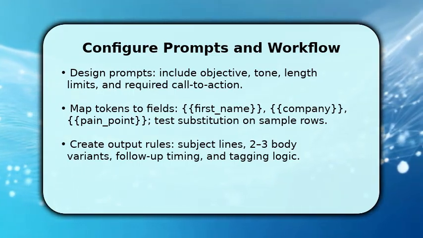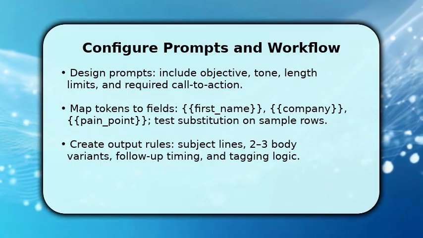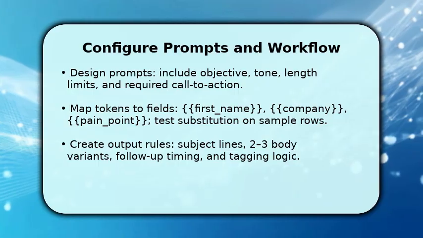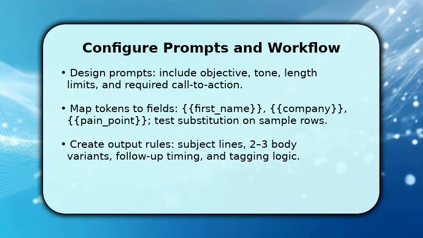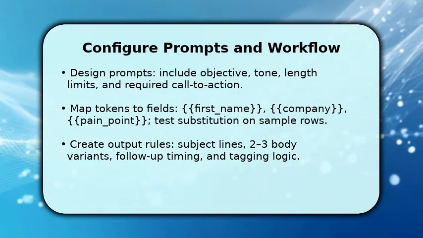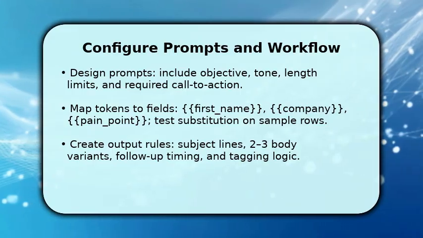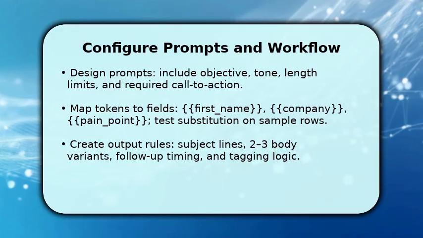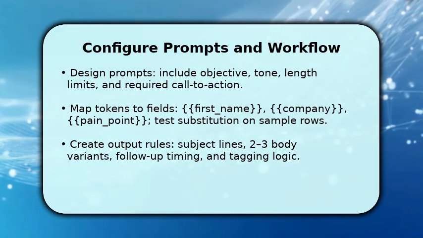Once done, map first name, company, and pain point to spreadsheet columns and run substitutions on a test sample to confirm accuracy. Finally, establish output rules for subject line A/B variants, 2 to 3 body drafts, follow-up timing, and tags so the workflow can hand off messages to your sending system.